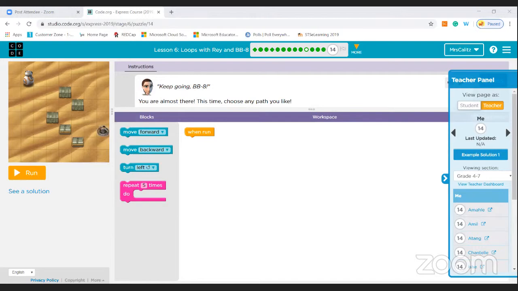Yes, Amu? Move forward 6 times, then turn right. Move forward 6 times and then turn right. Okay. Should the right be outside of the loop? Yes, ma'am. And then move forward how many times? 4 times. Okay.